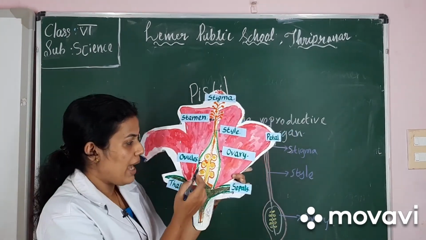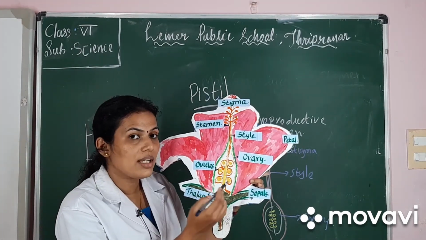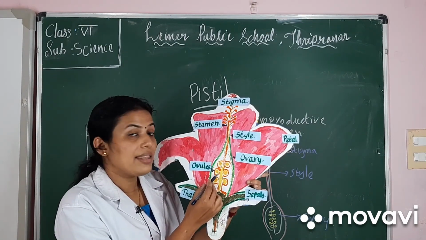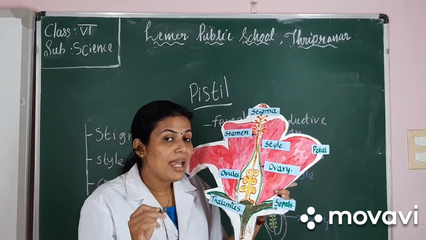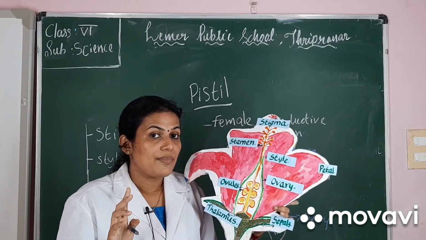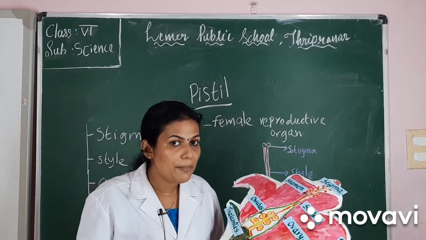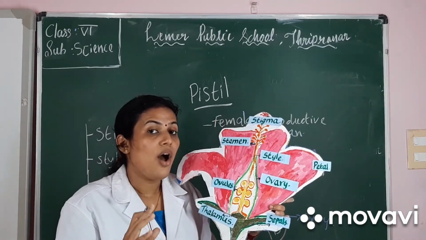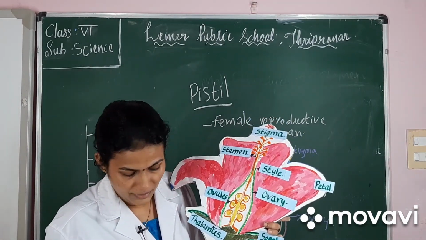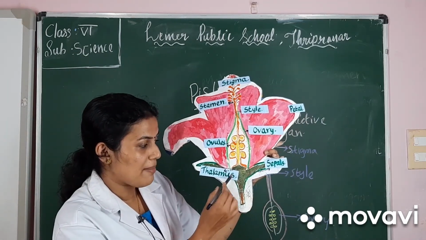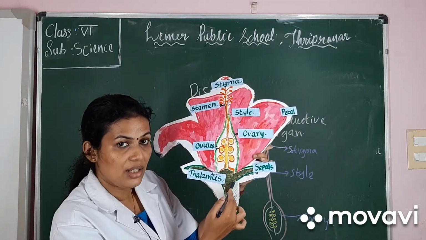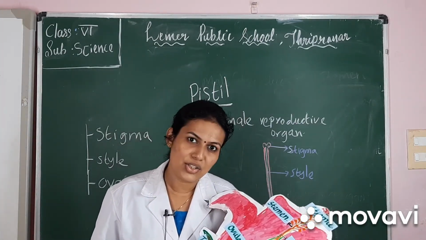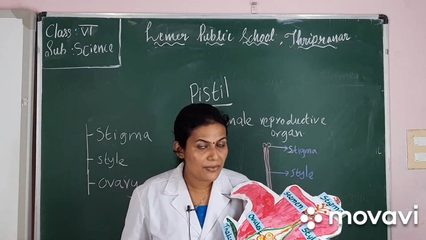And here also I have marked ovules. Ovules are seen inside the ovary, and these ovules are the female reproductive cells. So pollen grains are the male reproductive cells, whereas ovules are the female reproductive cells of a flower. And also I have marked the thalamus region, that is a disc-like region which we studied in the last class. I hope by this all of you have understood the parts of a flower.